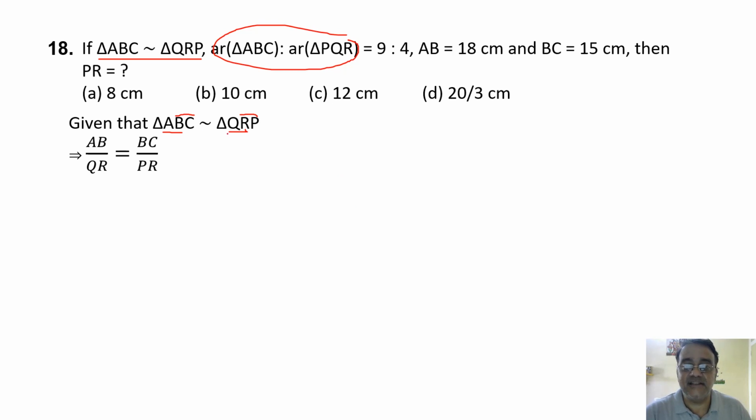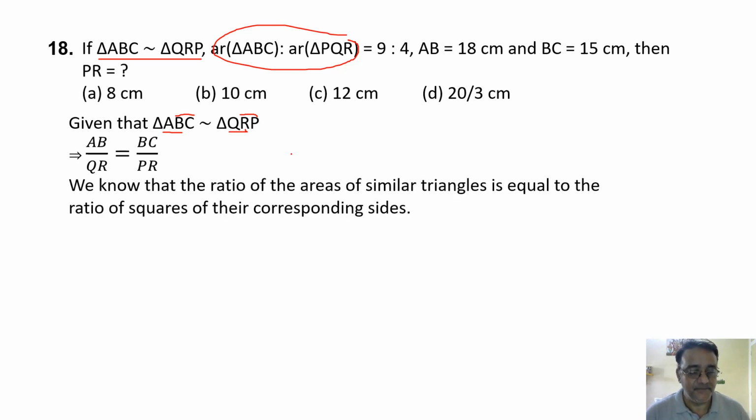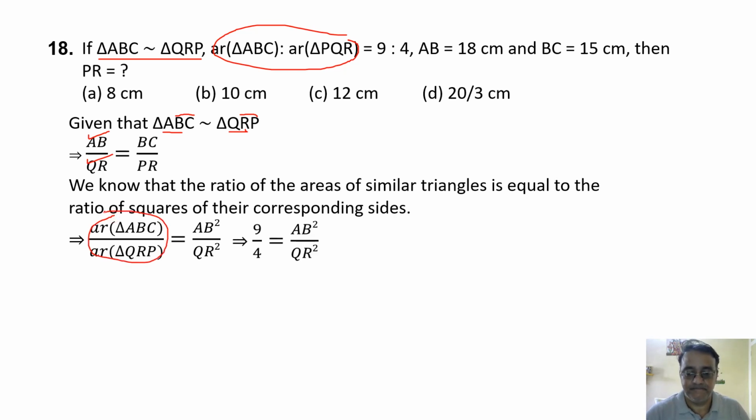Now these two triangles are similar, so the ratio of the areas of two similar triangles is equal to the ratio of the squares of their corresponding sides. So area of triangle ABC upon area of triangle QRP is equal to AB square upon QR square, right? And the ratio of the areas of these two triangles is given 9 is to 4, that is 9 by 4. And what is the square root of 9 by 4? 3 by 2.